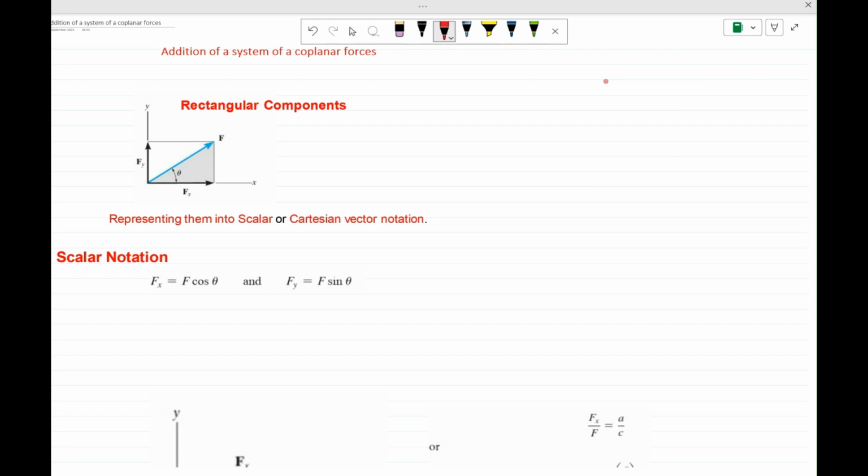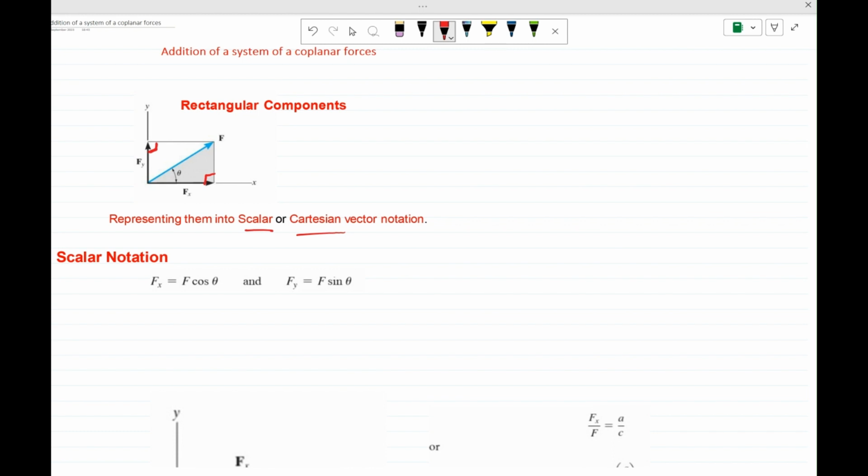Introduction to systems of coplanar forces. When a force is resolved into two components exactly along the x and y axis, that is called rectangular components. These components, F_x along the x axis and F_y along the y axis, both are rectangular components. Since they are rectangular components, they make a right angle triangle, upper and lower one. And these rectangular components can be expressed in scalar or Cartesian forms.